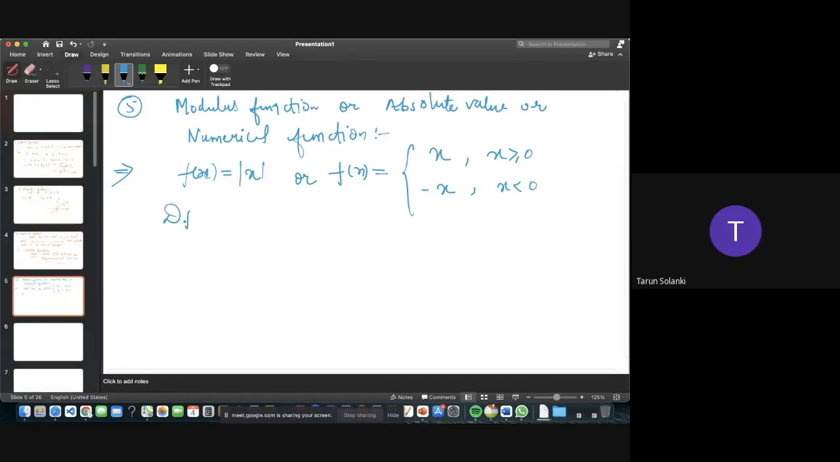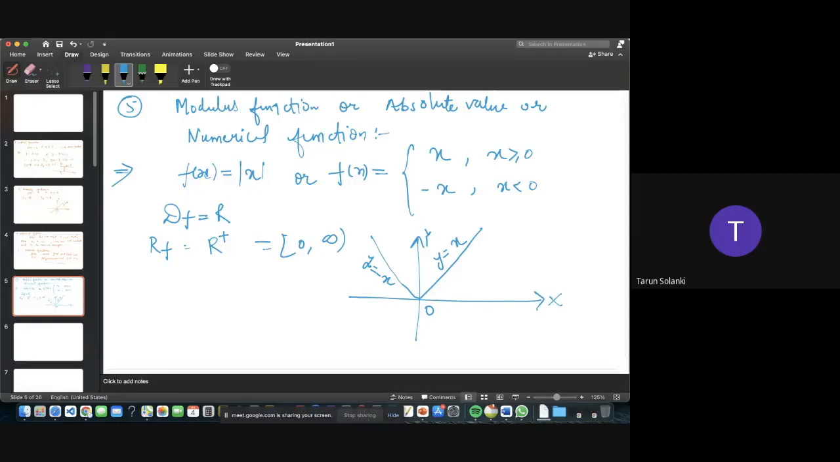So the domain is R and the range is R positive, means 0 to infinity, right? So if we draw a graph for this, the graph becomes like this. So this is the y-axis, and here it's x. Here if we take 0, so y is equal to x, and this is y is equal to minus of x. So this is the graph for the modulus function.